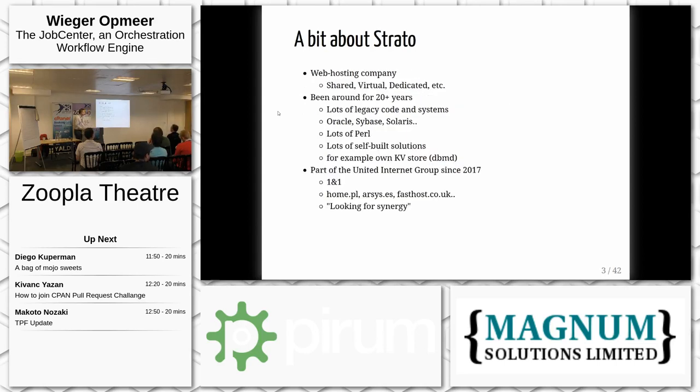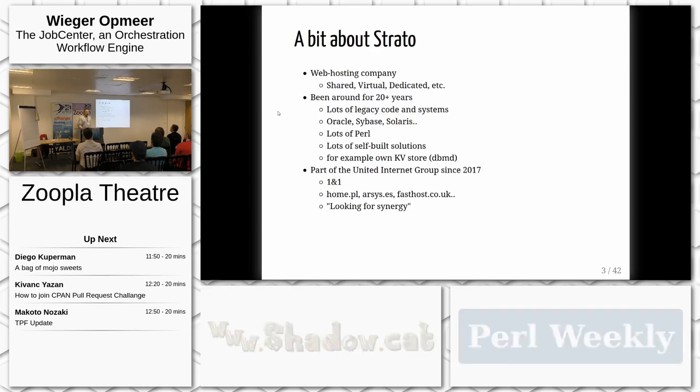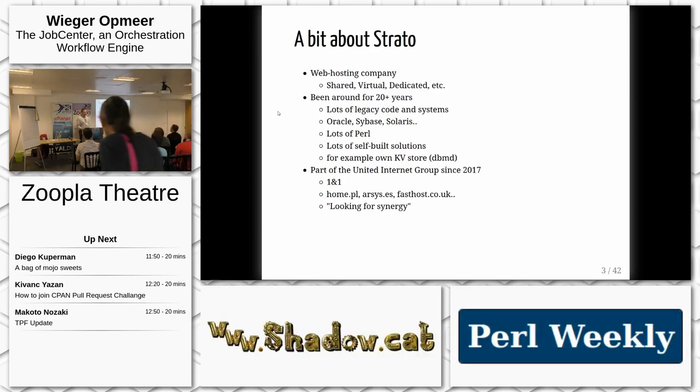Strato is a web hosting company that has been around for more than 20 years now. That means that we have lots of legacy systems and lots of legacy code. We're running our shared web hosting platform on Solaris because at the end of the 90s that was a good idea, and then moving things off is almost impossible. We're seriously considering moving to Linux next year, so that might happen in a year or three.